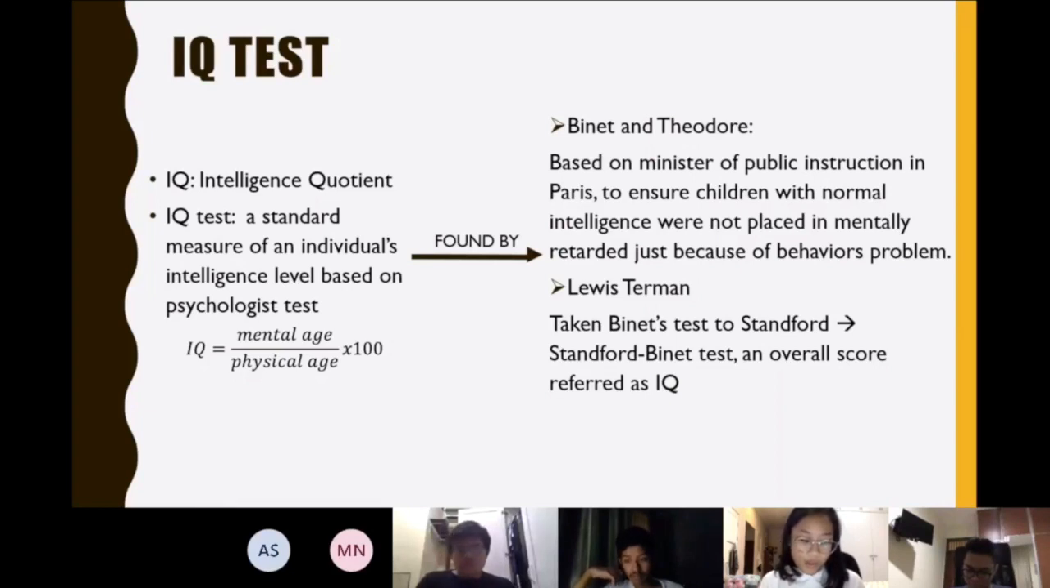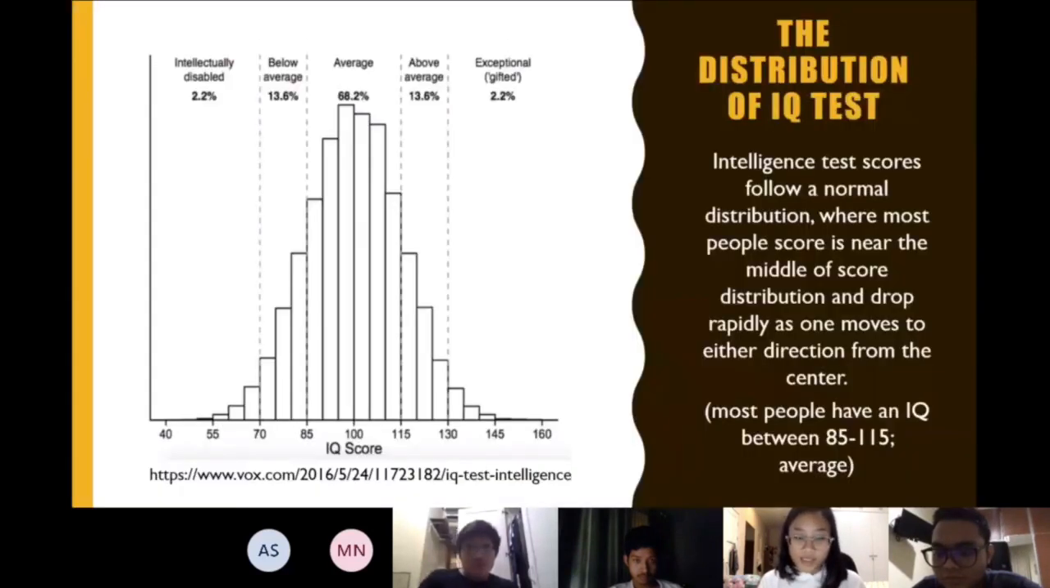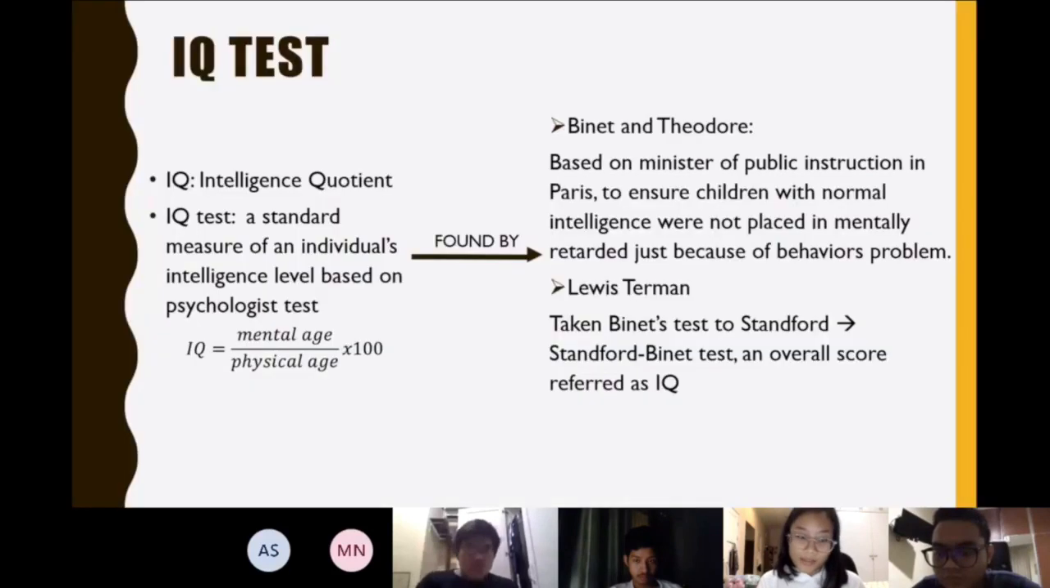And the second one is Lewis Terman, who actually used the Binet test, but because he took it to Stanford, the name becomes the Stanford-Binet test, and it gives an overall score referred to as the IQ. So to calculate IQ, basically we just need to divide the mental age by the physical age and then multiply by 100.